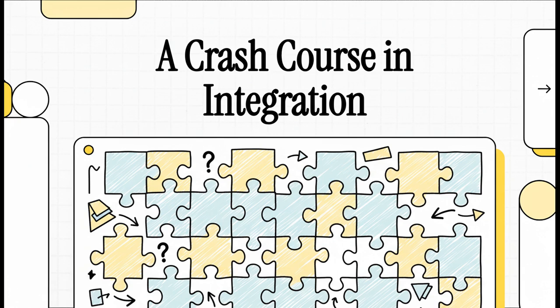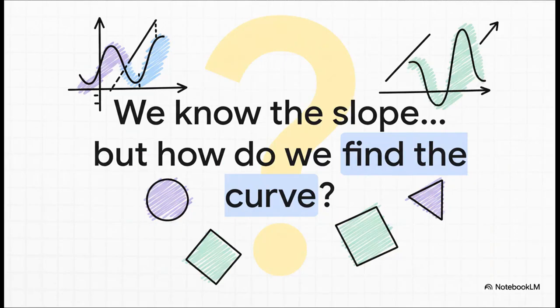So, let's get started. So we've all spent a good amount of time with differentiation, right? Finding the gradient, the slope of a curve at any point. But what if we flip that whole problem on its head? What if you already have the slope, and you need to work backwards to find out what the original curve was? That's the big question, the central mystery we're going to solve today.